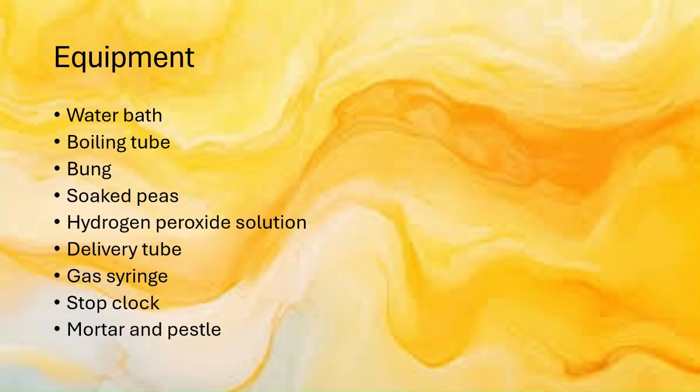So what do you need for the experiment? You need a water bath, boiling tube, bung, soaked peas, hydrogen peroxide solution, delivery tube, gas syringe, stop clock, and mortar and pestle.